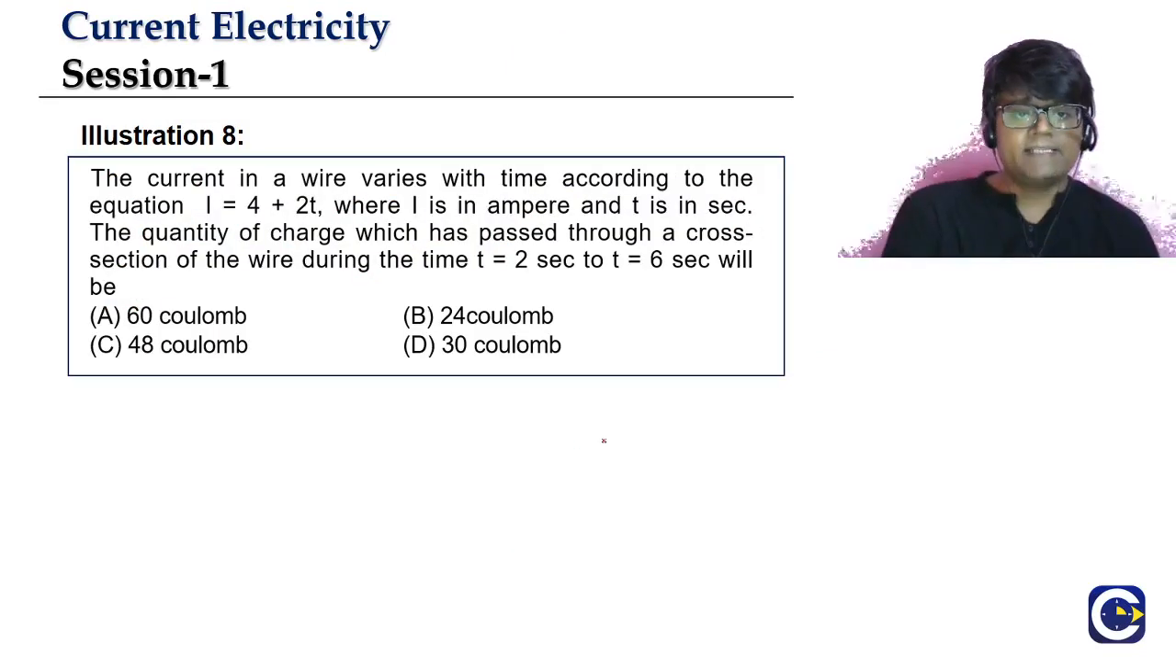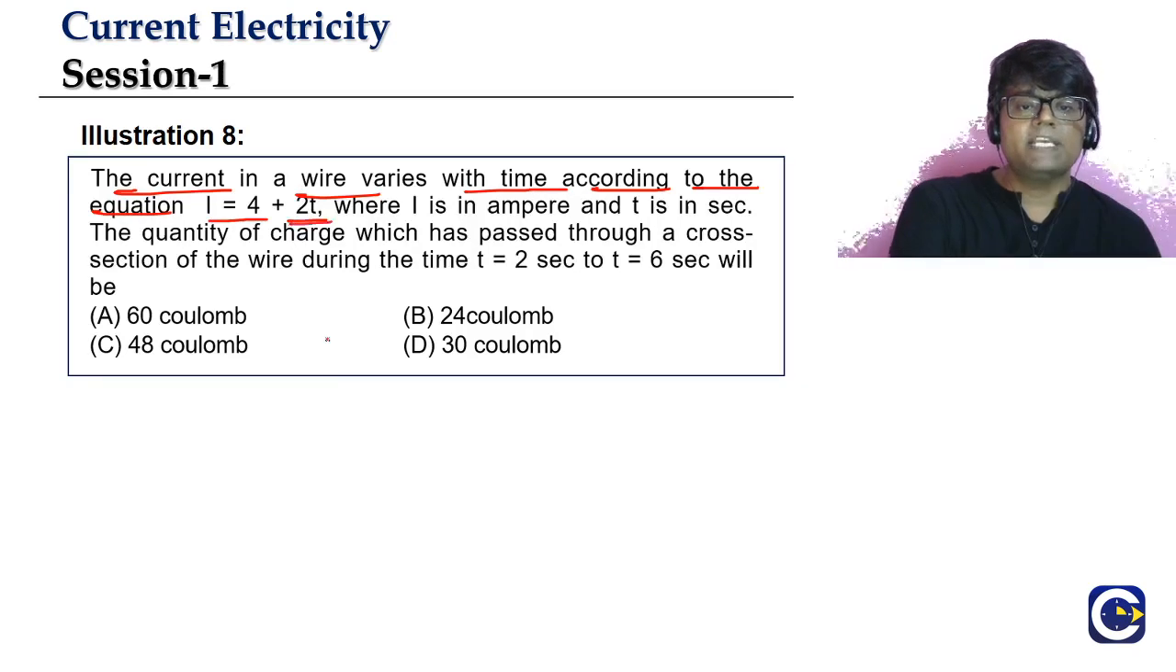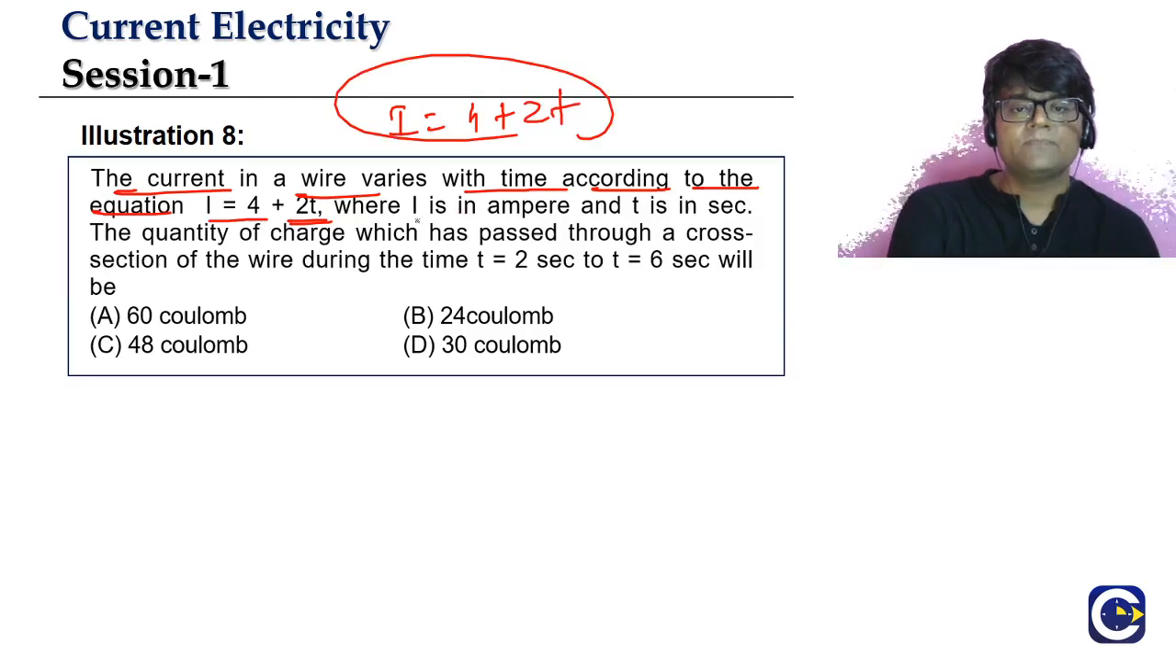There's another miscellaneous kind of question. Look at this question, guys. The current in a wire varies with time according to the equation. This is the equation: I is equal to 4 plus 2t. What is the equation for the current, guys? I is equal to what? 4 plus 2t. This is the equation for the current, where I is in amperes and t is in seconds.